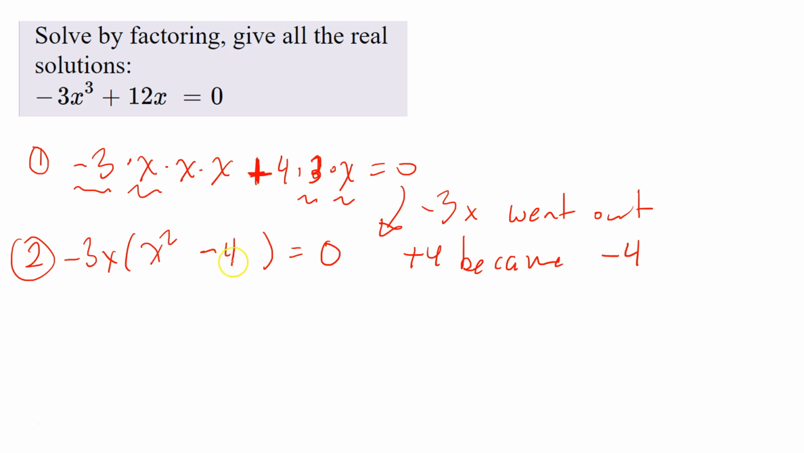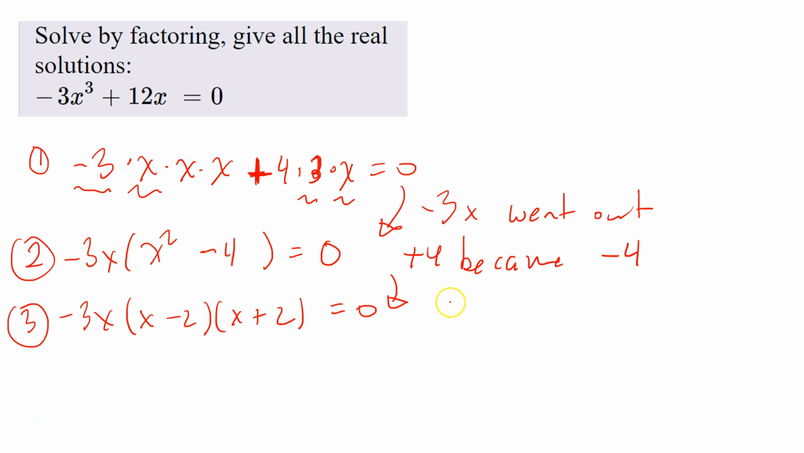X squared minus 4 is a difference of squares. So it's going to look like this, negative 3x. So this is going to factor into x minus 2 and then x plus 2. That's a basic difference of squares. So from here to here, remember this pattern: a squared minus b squared is equal to a minus b times a plus b. So you factor, and then at the next stage, I'm going to have negative 3x.